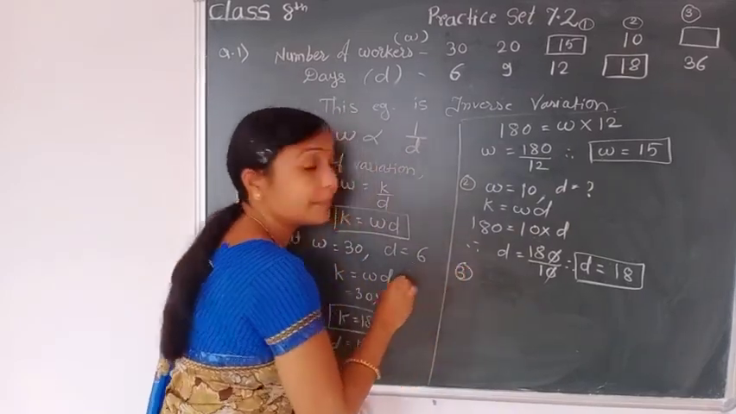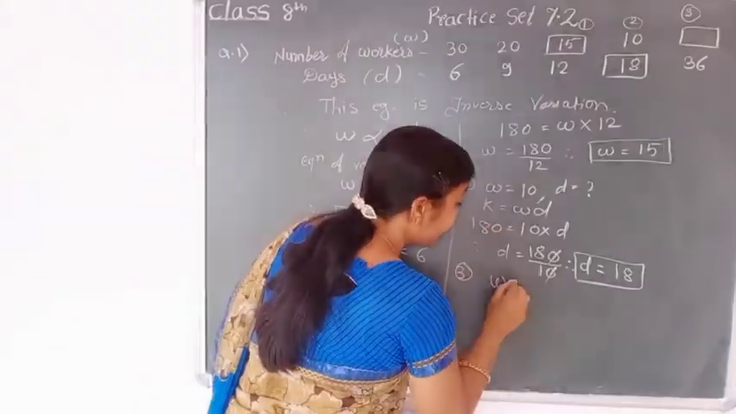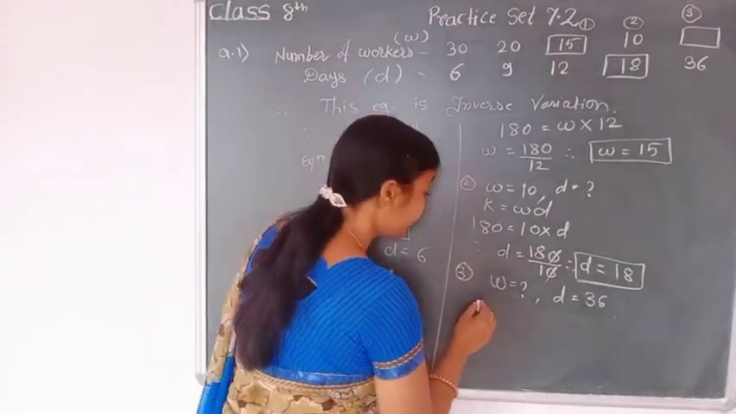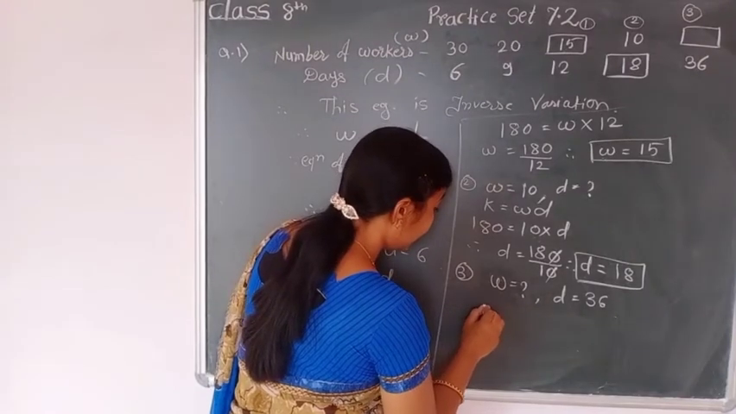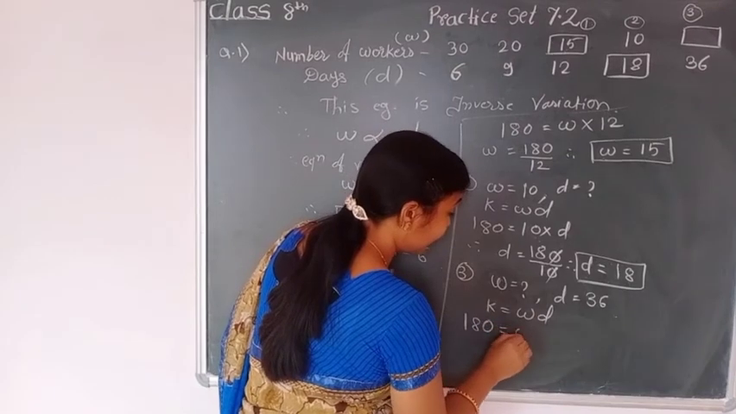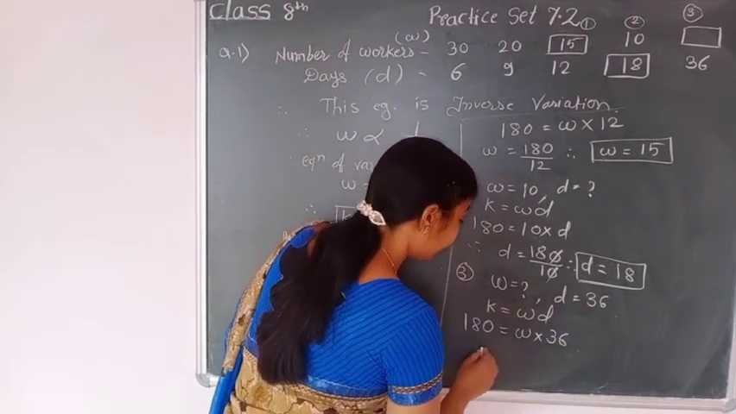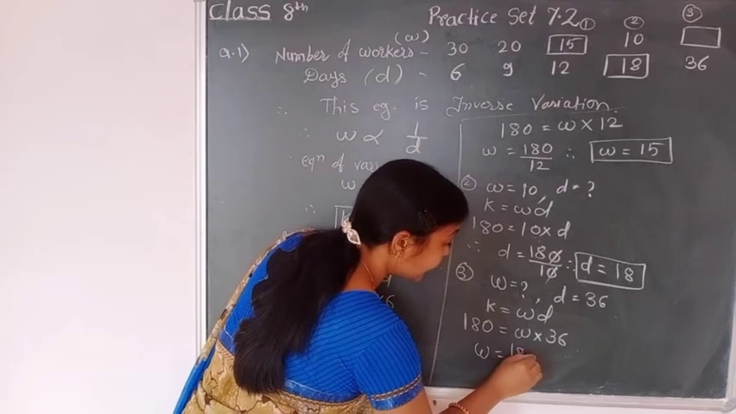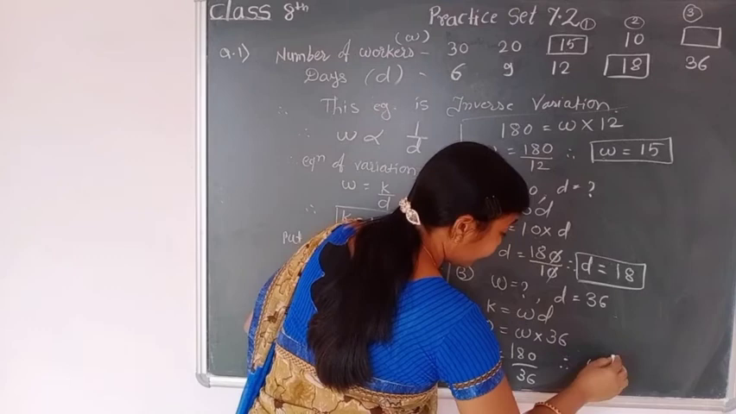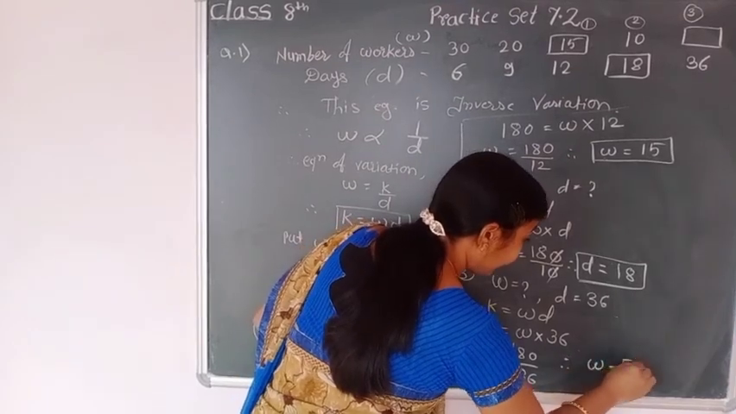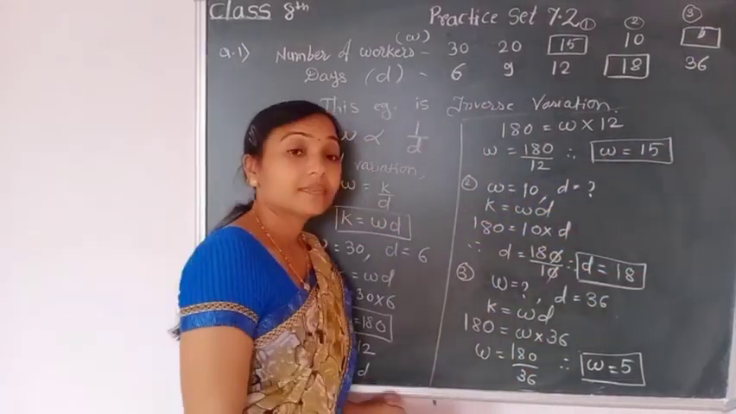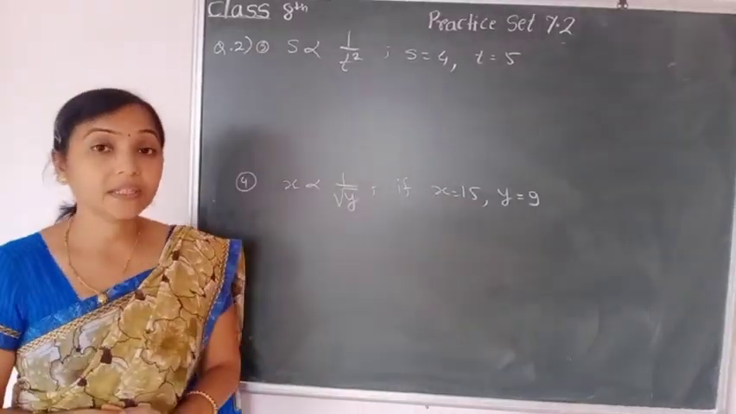Now we see the third example. We find the number of workers. We know the number of days, 36. Then the equation of variation WD, 180 equal to W, which we don't know, into 36. So W is equal to 180 divided by 36. Therefore W is equal to 5. The number of workers is 5. Understand?